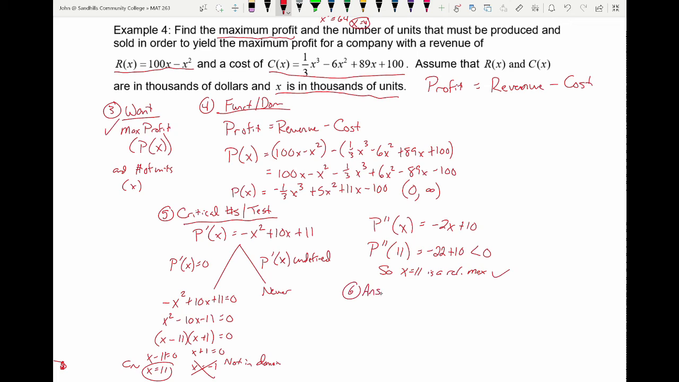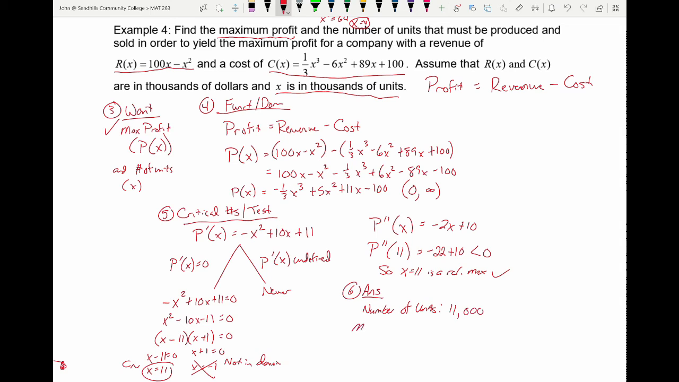So now we just answer the question that we were asked. We were asked to find the maximum profit and the number of units. So our number of units is going to be our value of x, so 11. But x is in thousands of units, so we actually want to make 11,000 units, not just 11 units.